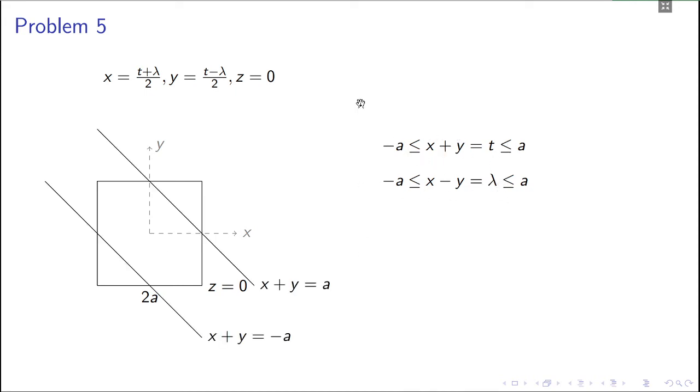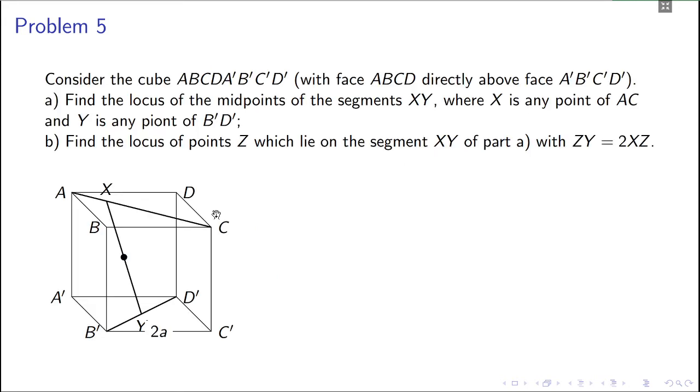So if you plot X plus Y equal to A, it will be like this. X plus Y equal to minus A will be this line, and X minus Y equal to A and X minus Y equal to minus A will be these two lines. So it lies between these two, it lies between these two. So the locus is basically this square. Okay, and if you try to visualize it here, it will be this section, the square which joins the midpoints of the faces. So this will be the locus.